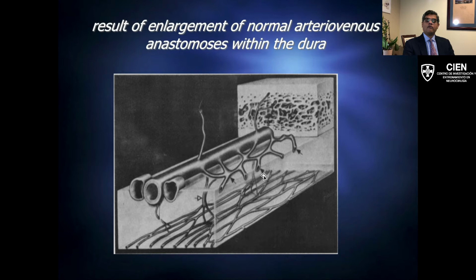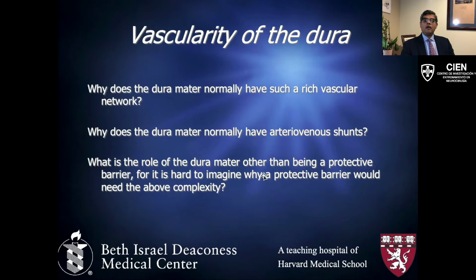As to why the dura mater has such a rich vascular network, and why do they specifically have arteriovenous shunts? And what is the role of the dura other than being a protective barrier? It's hard to imagine why a protective barrier would have need for such complexity. These are all questions that we need to answer in the future. And there's a lot of interest in the dura now because of its role in middle meningeal artery embolization for subdural hematoma. We also know that a lot of the lymphatics course through this area.